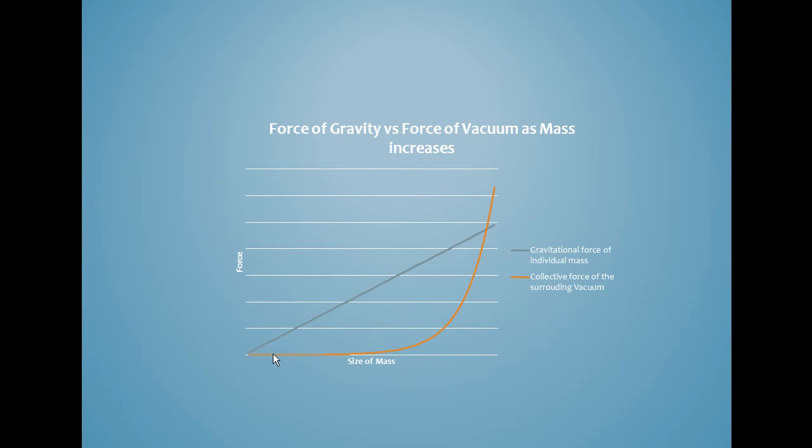This vacuum is initially very weak, but exponentially grows as more particles are redistributed, and eventually the force of the surrounding vacuum will increase past the force of gravity for the individual mass. At this point, the force of the vacuum will now be the dominant force, and that will pull the mass outwards to create an expanding mass. So, the universe.